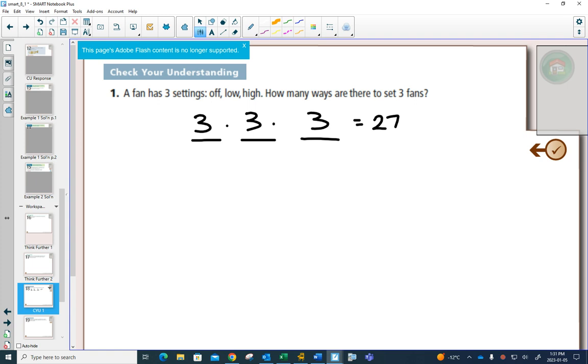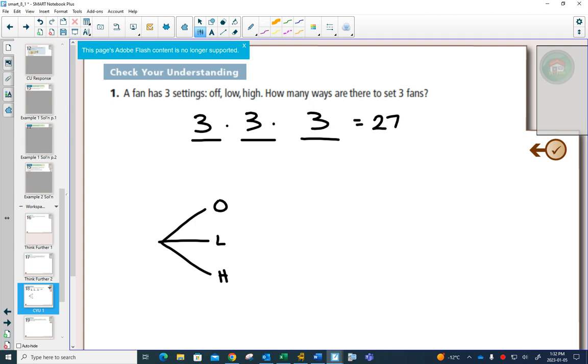Now, if you had to list them all, which would be annoying, but we're going to do it. Okay? It would be nice to have a systematic way of writing them down. So what we can do is draw something called a tree diagram. A tree diagram looks like this. For your first decision, fan number 1, we draw 3 branches, and we call these branches, so that's why it's called a tree diagram. Trees have branches, and this has branches. You could have fan 1 set at off, low, or high.